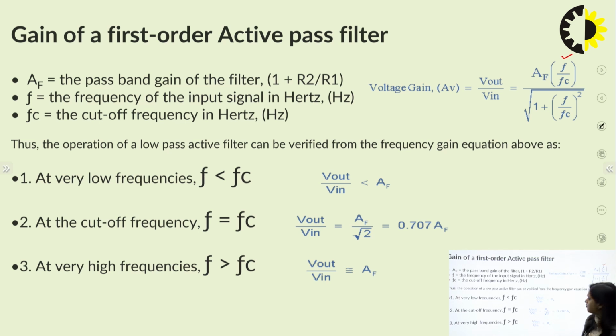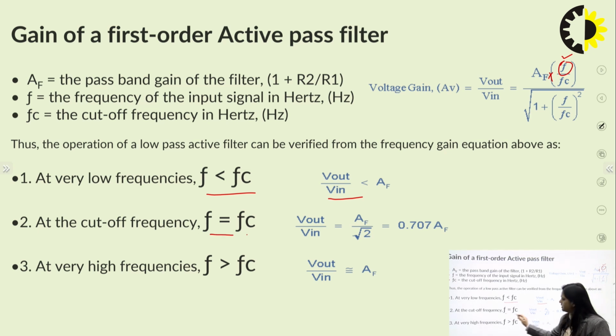Now let's see what happens when F is less than FC. If F is less than FC, then F upon FC is less than 1, which means AF will be multiplied by a value less than 1. So Vout upon Vin will always be less than AF.